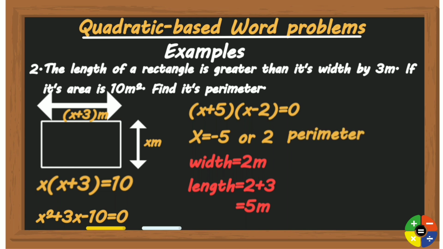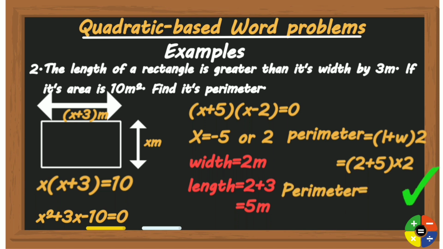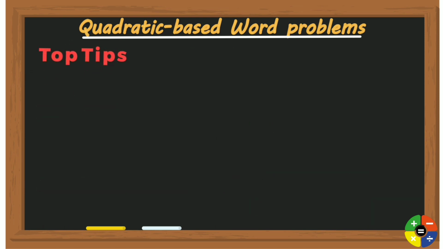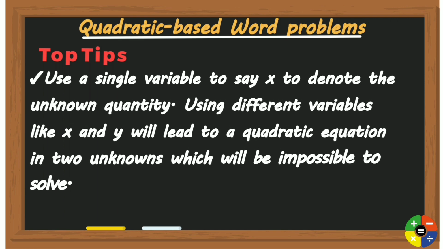We can find the perimeter of any rectangle using the formula length plus width all multiplied by 2. In this case, we would have 2 plus 5 multiplied by 2. So the perimeter is 14 meters. Top tips: use a single variable, say x, to denote the unknown quantity. Using different variables like x and y will lead to a quadratic equation in two unknowns, which will be impossible to solve.